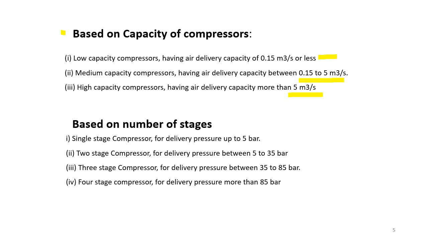On the basis of number of stages, they are classified as single stage, two stage, three stage and four stage, or multi-stage. Single stage are up to 5 bar, two stage compressors are 5 to 35 bar, three stage compressors are between 35 to 85 bar, and four stage compressors have more than 85 bar for delivery.